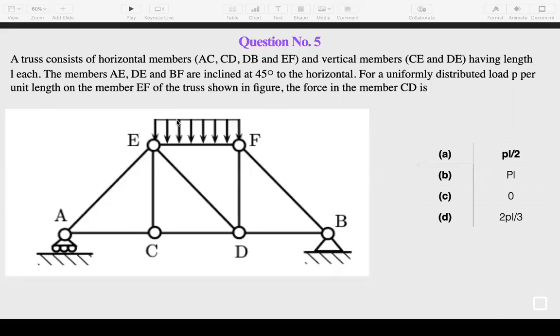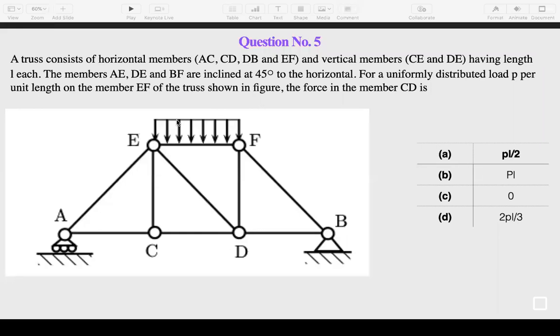So what is the area of a rectangle? Length into height. Here, to convert the uniformly distributed load into the point load, length into applied force. So length is how much? It is L, and applied force is P, and location will be L by 2 from point E. Clear? So I have converted the load.